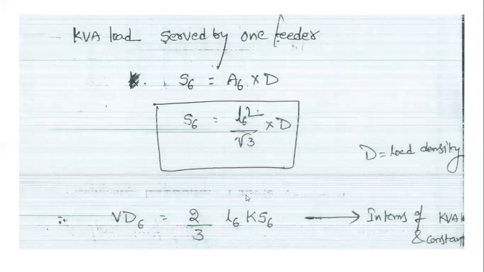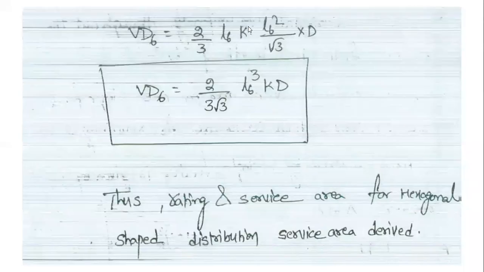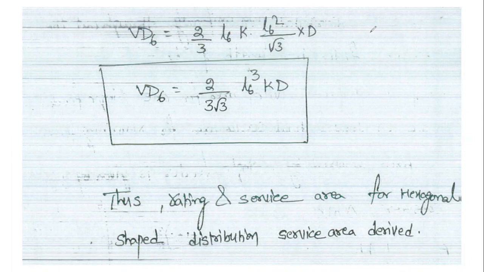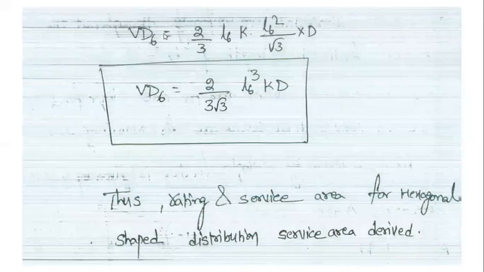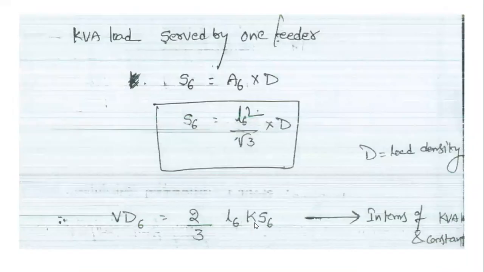Okay, substitute this S6 value in the VD6 formula. Therefore, VD6 is equal to... Okay, what is that S6 value? That is S6 is equal to L6 square by root 3 into D. Substitute this value in this formula.